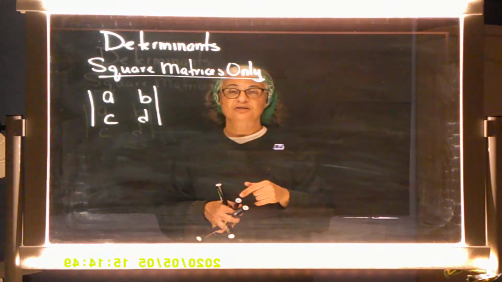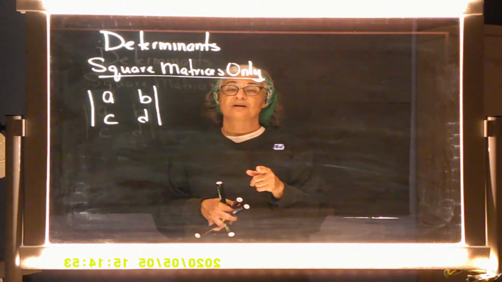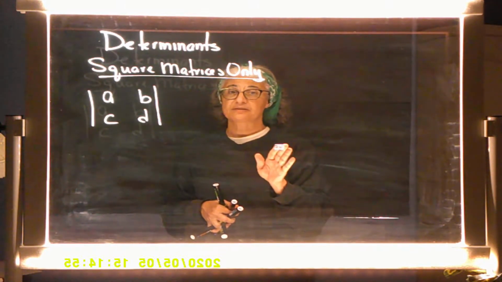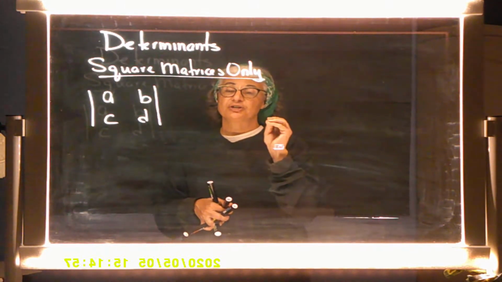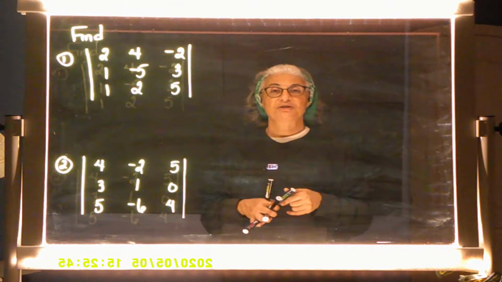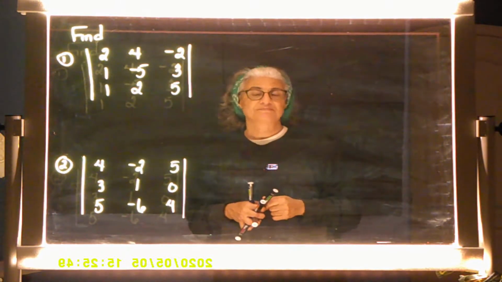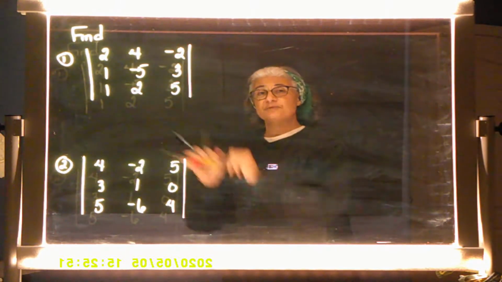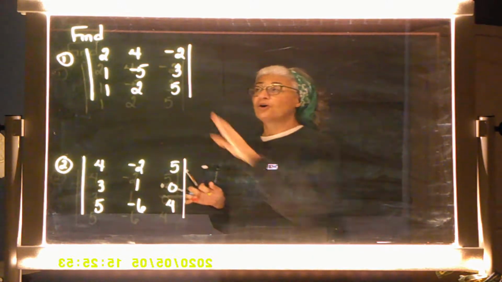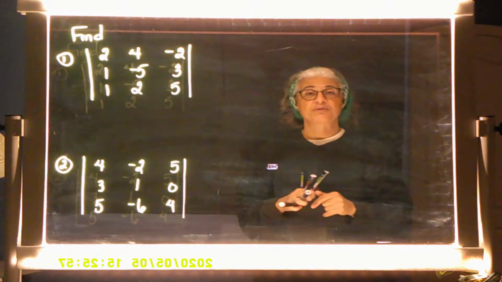Okay, so let's talk about determinants. Now, determinants are matrices, but the determinant represents... Okay, so let's look at finding the determinant of the 3 by 3. These are square matrices, right? Okay, notice the straight lines around them? That means determinant. All the directions said was find, and then I see the straight lines, which means determinant.